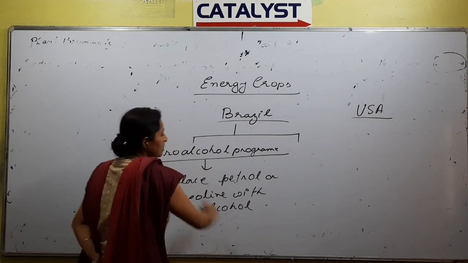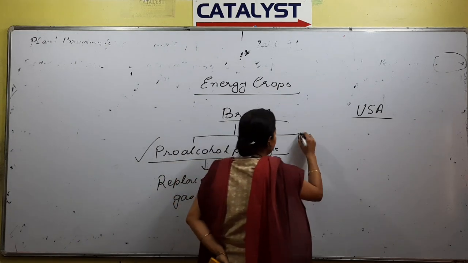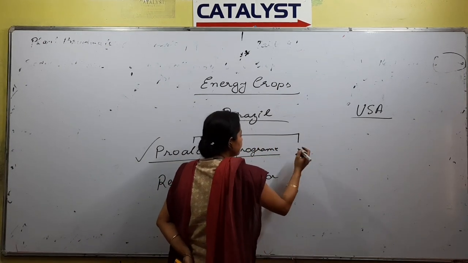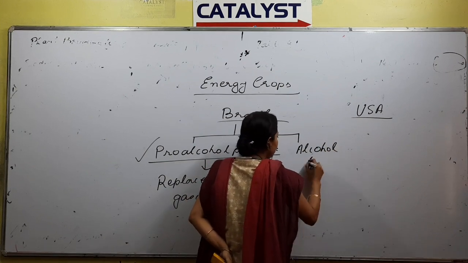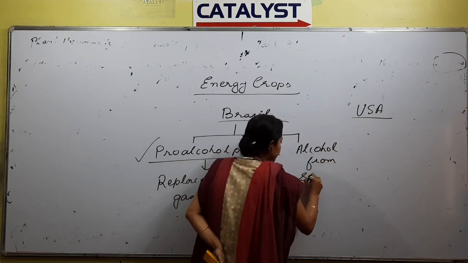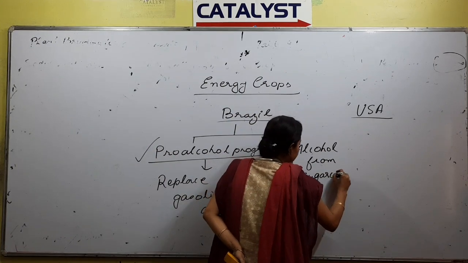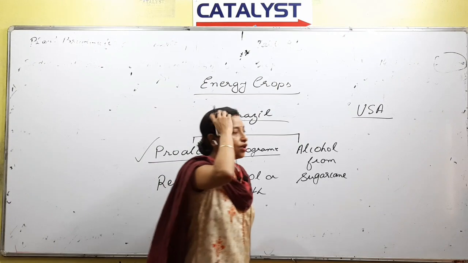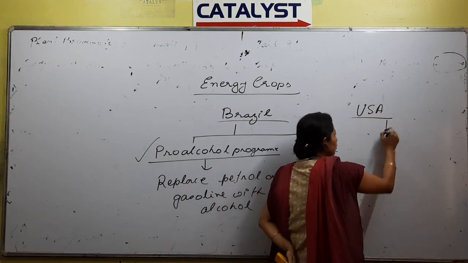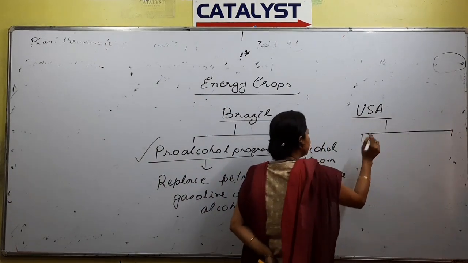Plus they are also trying to extract alcohol from sugarcane. So these are the various types of experiments that they are conducting to take out alcohol from certain types of plants. Similarly, if you are talking about the USA, they are also conducting certain types of experiments or programs.